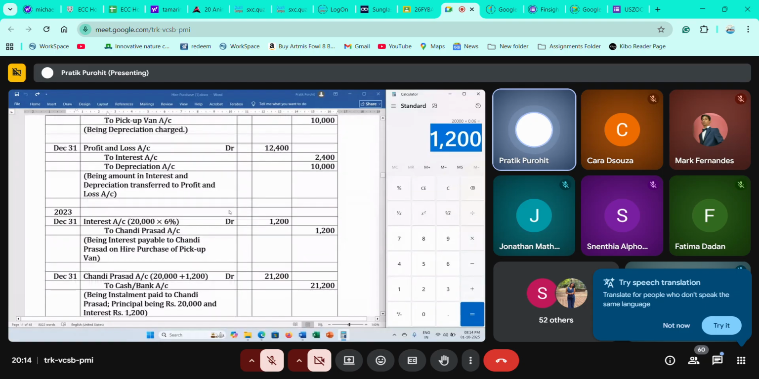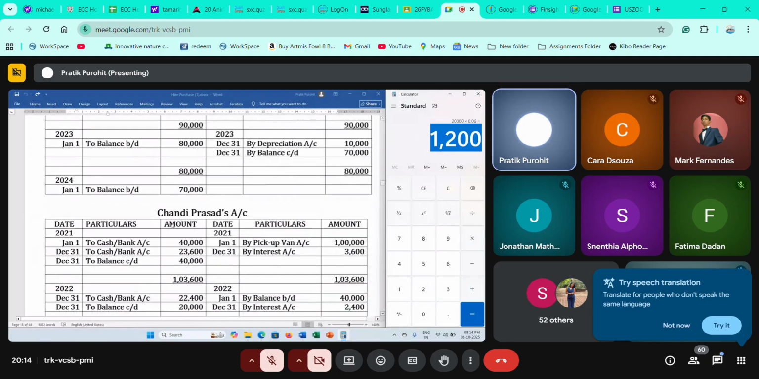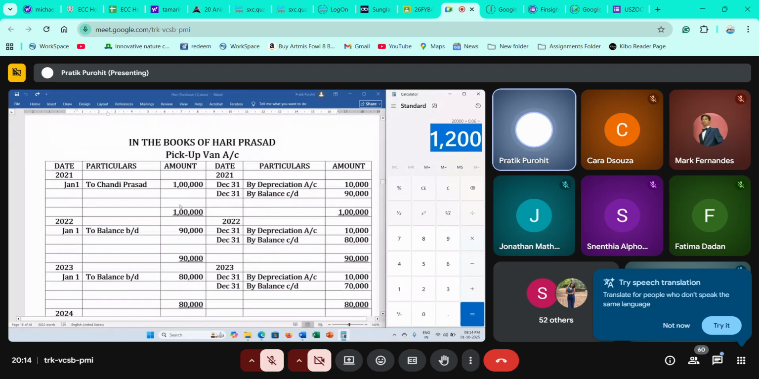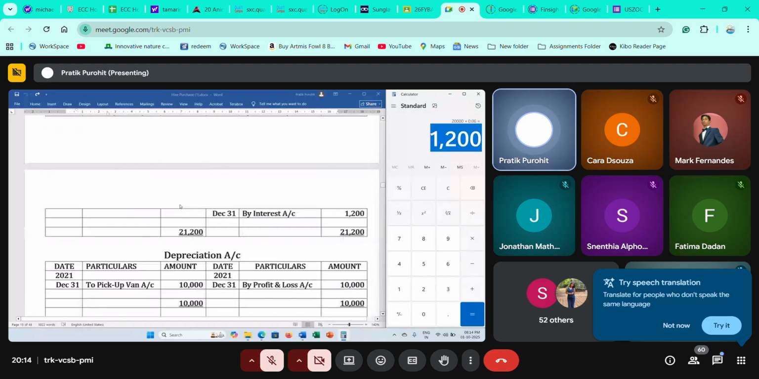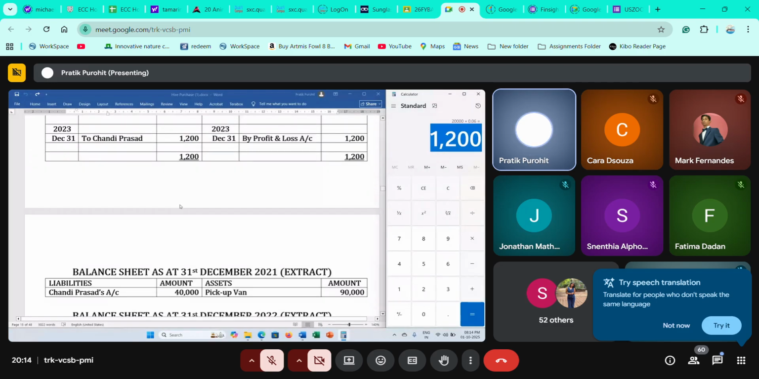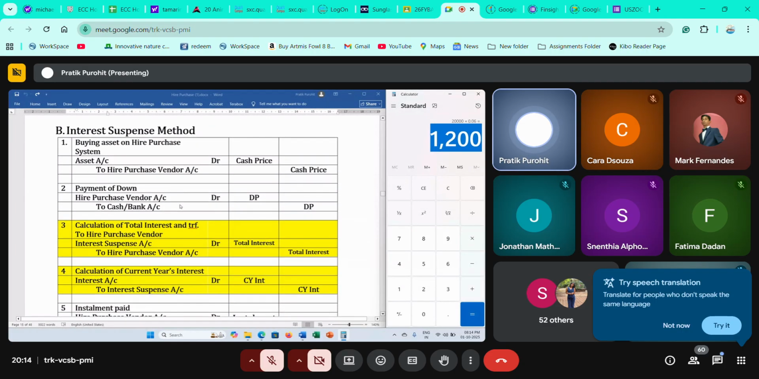So you can refer to this. This is the full-fledged solution, which is already shared with you. So you can revise this. Even if I want to ask ledger, we can do that. I don't think asking ledger and asking journal is a task. If you can pass journal entries, ledger accounts can also be done. We'll come to the balance sheet afterwards. Let us talk about the second method.